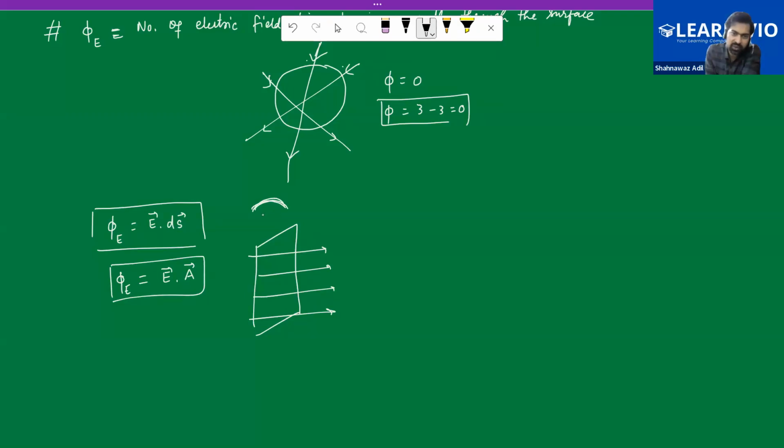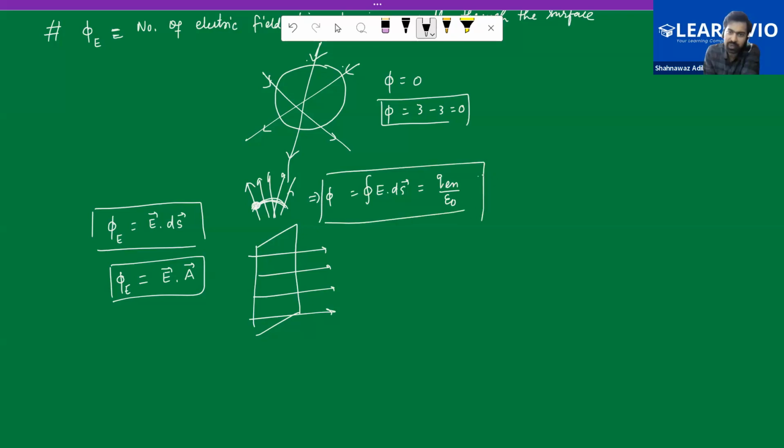But if you have a closed surface, you take a small area element and then you calculate the number of electric field lines passing. So this phi is simply E dot dS, right? And in a closed integral, in a closed loop, this is simply, as you have said, Q enclosed by epsilon. So this is what we call the Gauss law, right? So in a closed loop, the flux would be simply charge enclosed by epsilon.